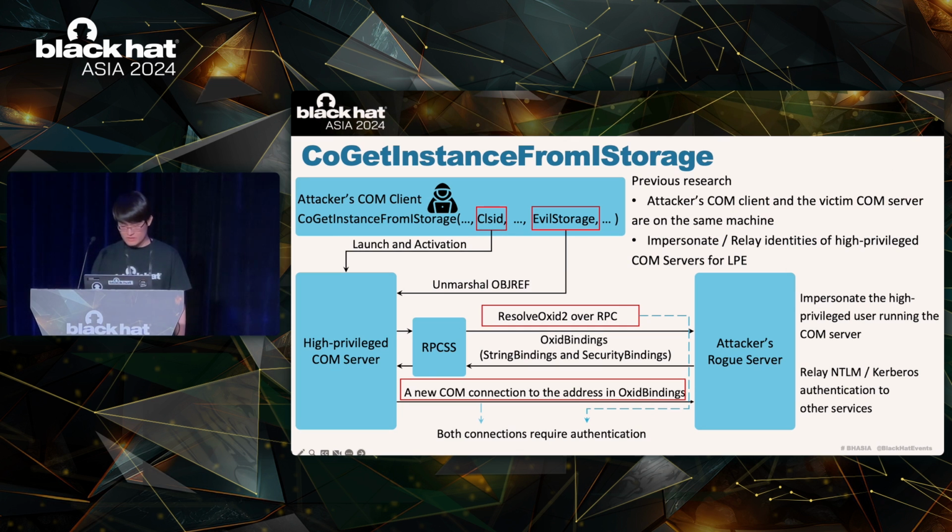Which also consists of stream bindings and security bindings. The COM server will then initiate a DCOM connection based on the stream bindings and the security bindings specified in the OXID bindings. In previous research, the attacker's COM client and the victim's COM server are both local processes. The server uses CoGetInstanceFromIStorage to trigger the high-privileged COM server to authenticate to the attacker's rogue server.